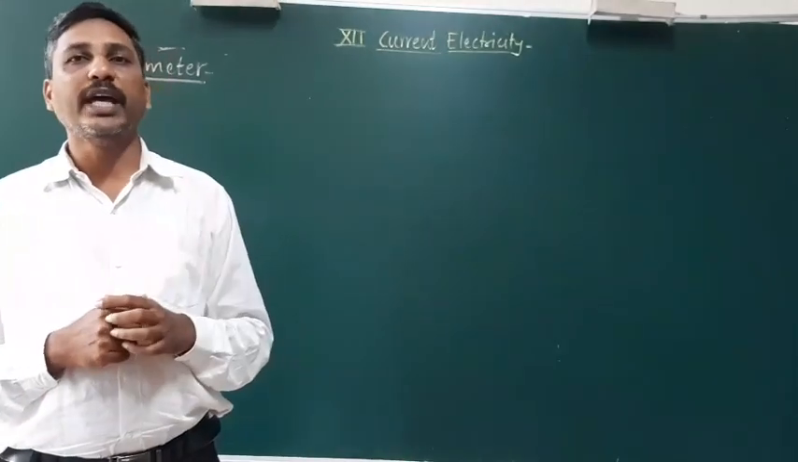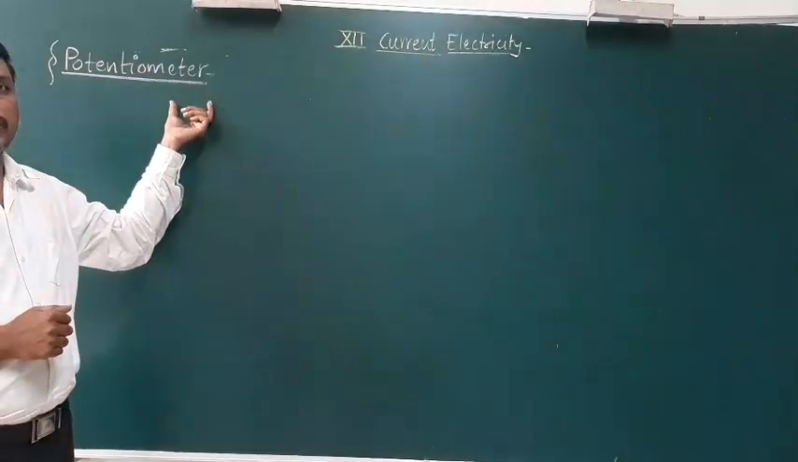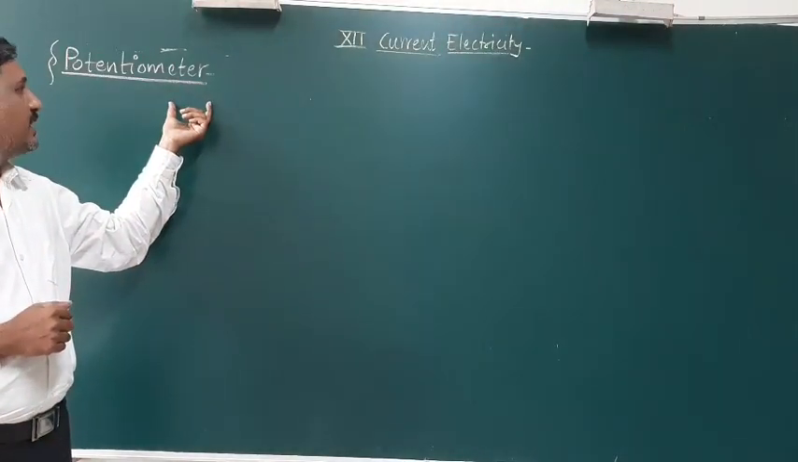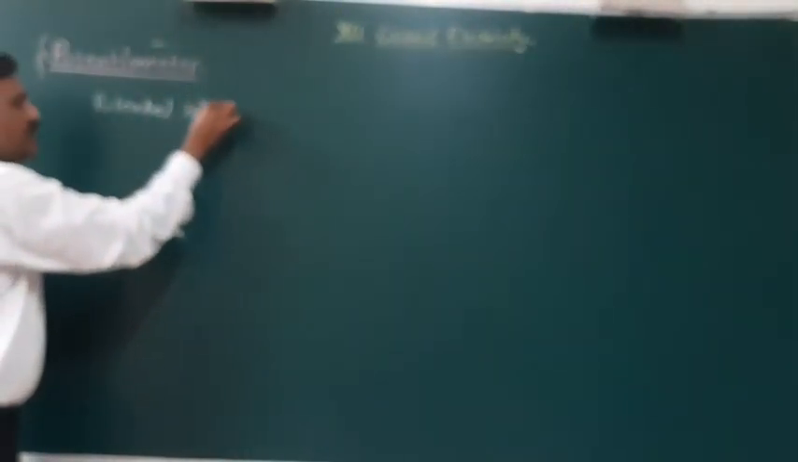See the word potentiometer. Meter, M-E-T-E-R, meter. Meter is a measuring device. Its meaning is a measuring device. And potentio means it is related to the potential difference. Here the potentiometer is a device which measures potential difference.